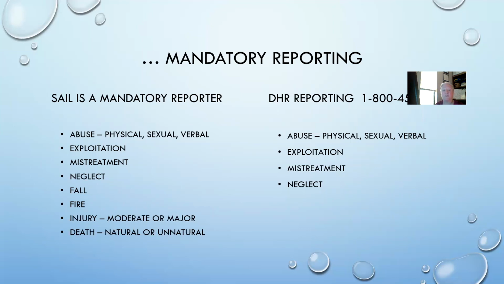DHR requires that you report abuse, physical, sexual, verbal, exploitation, mistreatment, or neglect. And that is a DHR reporting number, 1-800-458-7214. That is who you report to for DHR, and that is what you report to DHR. On the left side of the screen, that is what you report to the SAIL case manager.